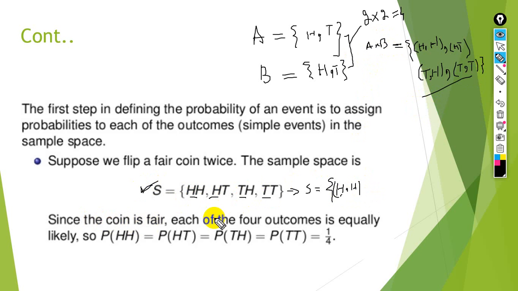Since the coin is fair, each of the 4 outcomes is equally likely, so the probability of HH, the probability of HT, the probability of TH, and the probability of TT is equal to 1/4. So now, here we have the formula for probability.